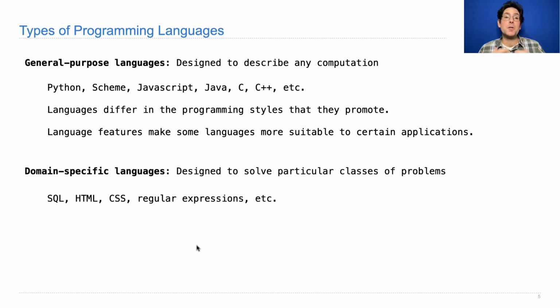HTML, which describes the contents of websites. CSS, or cascading style sheets, describe the presentation of a website, like the fonts and spacing and layout and that kind of thing. Regular expressions are a language for describing how to find patterns within strings. So each of these languages has a particular purpose.